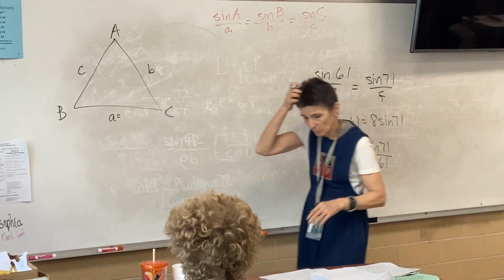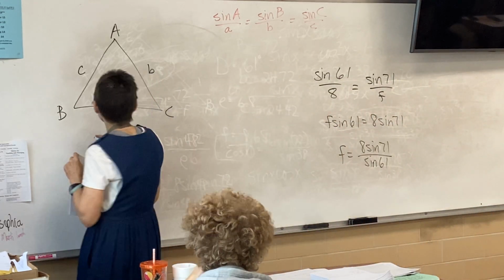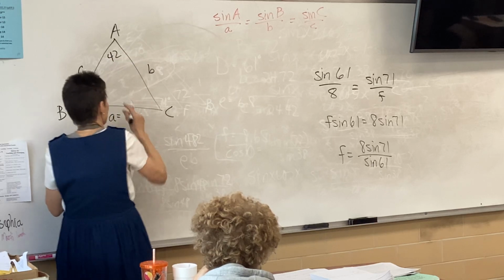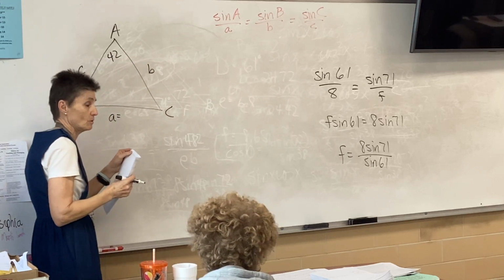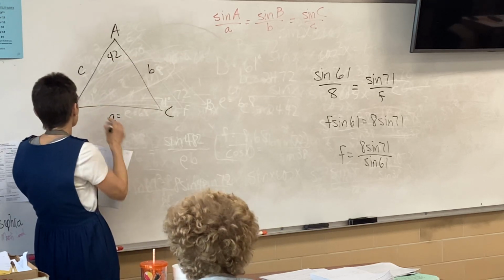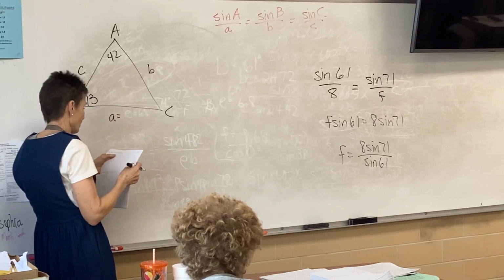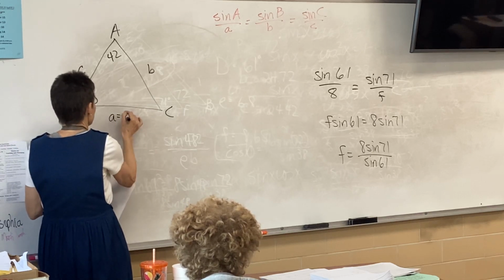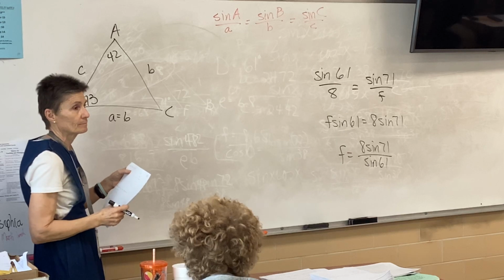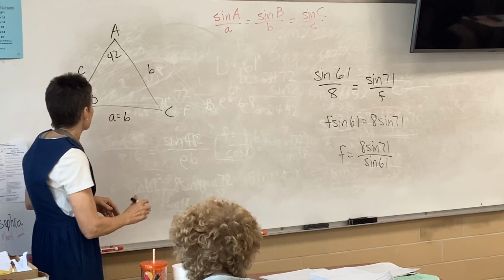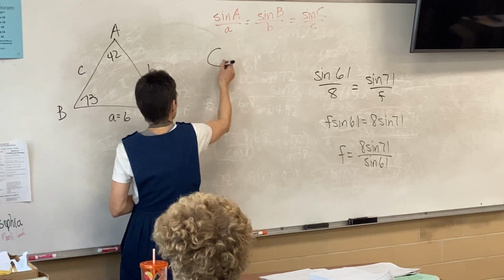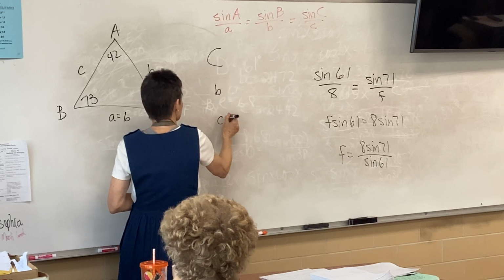All right, so let's fill in what I know. I know angle A, remember capital letters are angles. Capital letters are angles. So 42 is an angle, 73 is an angle, and side A is 6. So this time we're finding angle C, side B, side C.